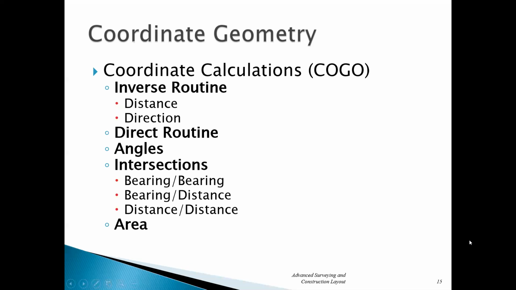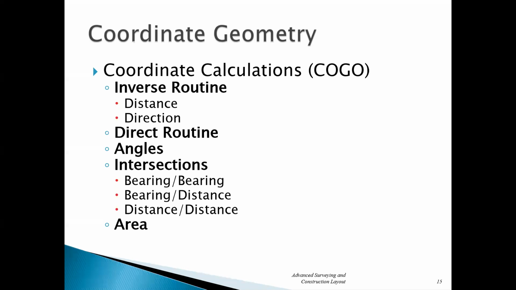All right, so an inverse routine is where you have given coordinates. You're given a northing and an easting of one point, and a northing and easting of another point. From those, you can determine a distance and a direction, or just one of them, because you don't always need both. If I have a northing and easting, or X and Y, at point 1 and at point 2, I can tell you what the distance or the direction between those two points would be. That's what we mean by inverse.